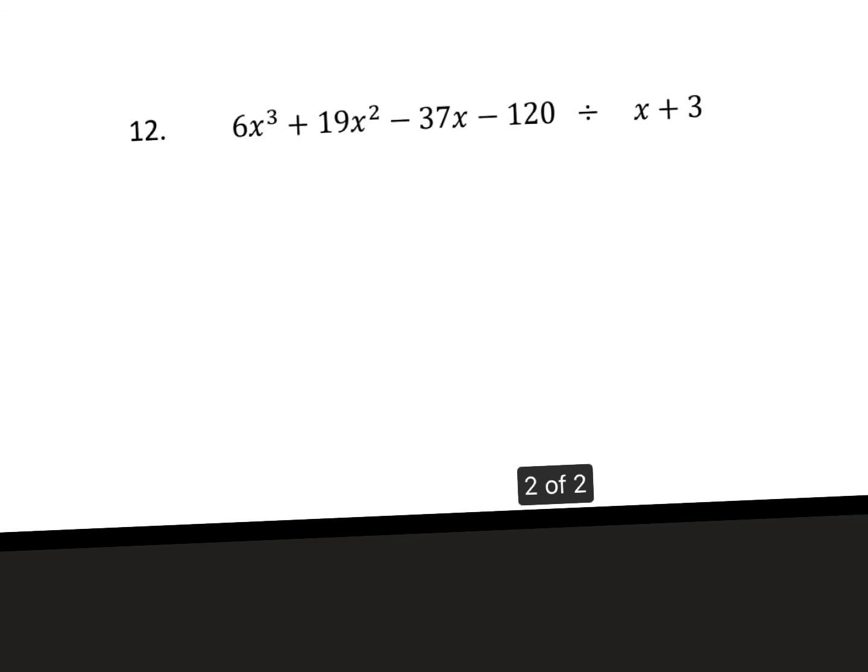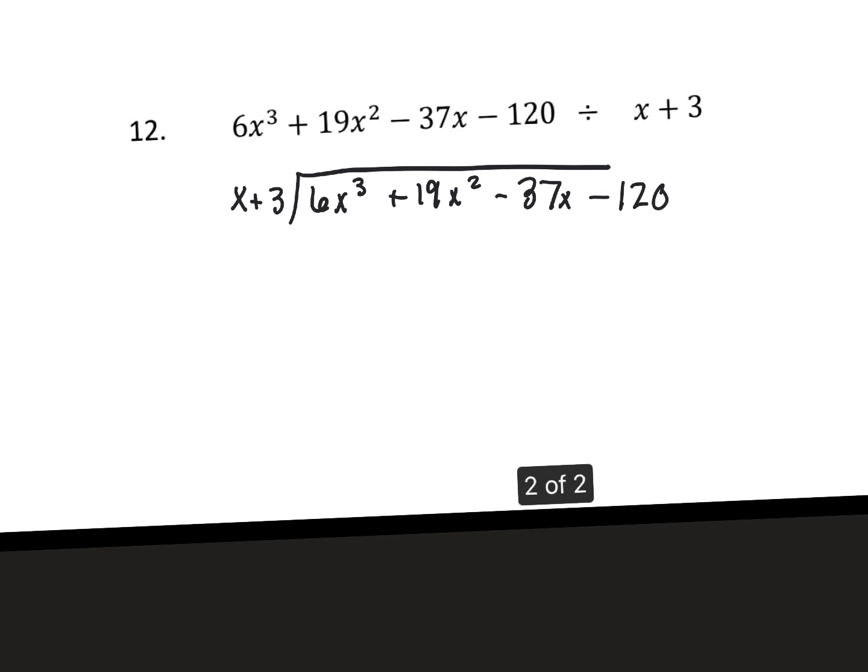And now time for everybody's favorite long division. So, again, write your problem as x plus 3 on the outside. 6x cubed plus 19x squared minus 37x minus 120. So, again, always make sure what you have under your division symbol is in order of descending exponents. If it's not, it will mess you up. So, we're going to take our 6x cubed, divide it by x. So that gives me 6x squared.